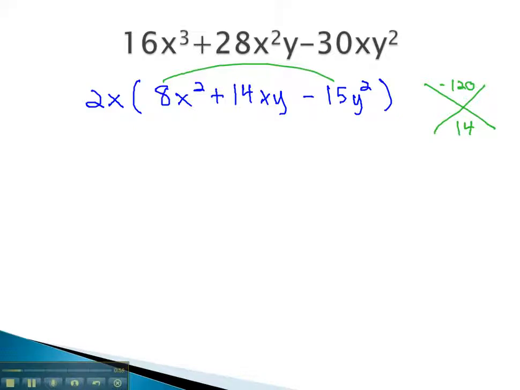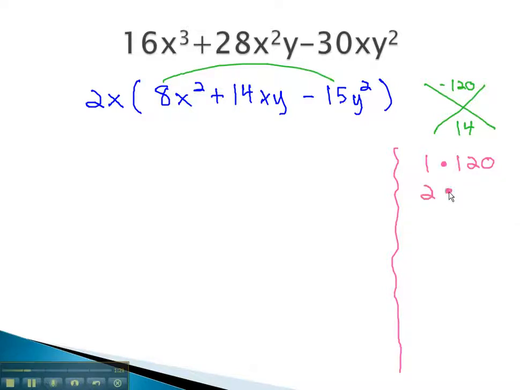Negative 120 is quite a large number and may be difficult to find the right pair of numbers. If the right pair of numbers is not obvious from the start, I make a list of possible factors of 120 and see if any of them will equal 14, starting with 1. 1 times 120 gives us the 120. However, it clearly will not give us the 14.